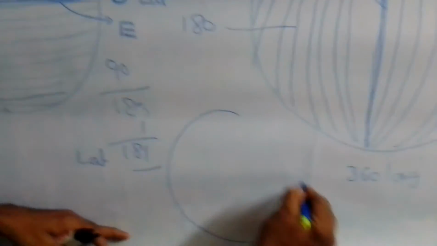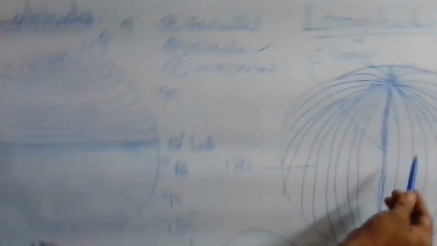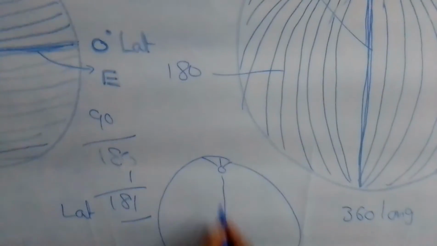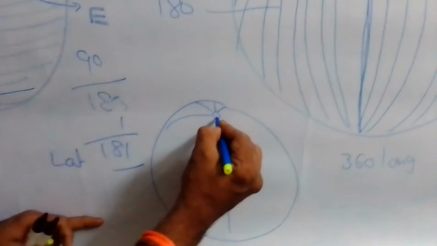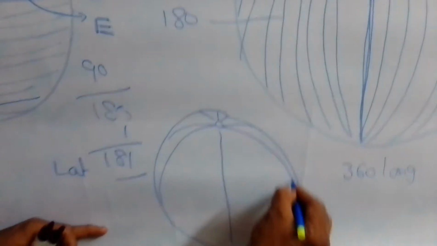And when we combine both latitudes and longitudes in only one picture, it appears this way. And I am drawing longitudes first. You are observing. I am drawing longitudes first in the picture.